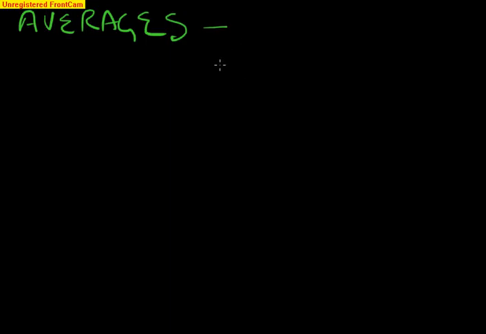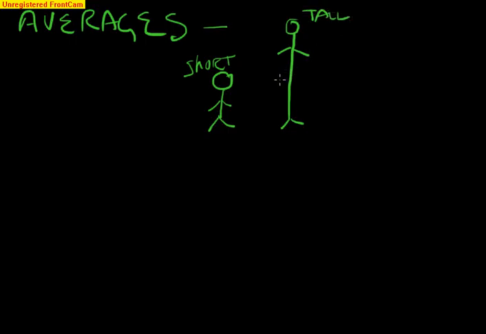So let's talk about averages. Let's imagine we have two people. We have one person that's shorter, and we have one person that's really tall. Now generally, people would say that this guy is short. This guy is tall. Okay? And maybe if we had another person here in the middle, they would say that he's average. He's not tall, he's not short, he's just average.